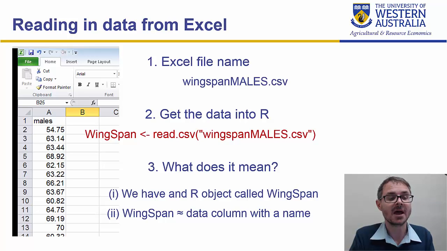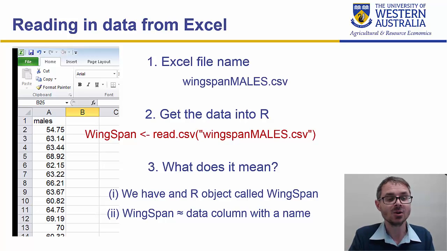So I've called it Wingspan, and you need to specify the command that you want to apply. In this case, it's the read.csv command, and then you need to tell it which file to get. So we're going to get in our object, and it's going to be an object in R, and it's going to have a data column that's going to be called mails. And you can see there, that's what the data looks like in my CSV file.